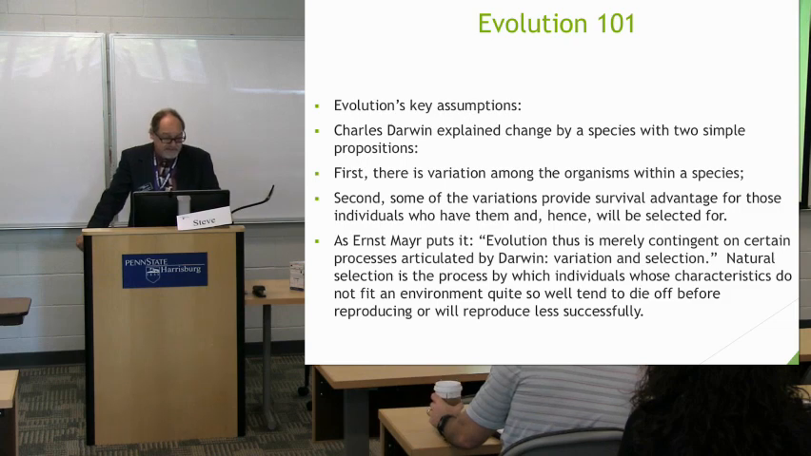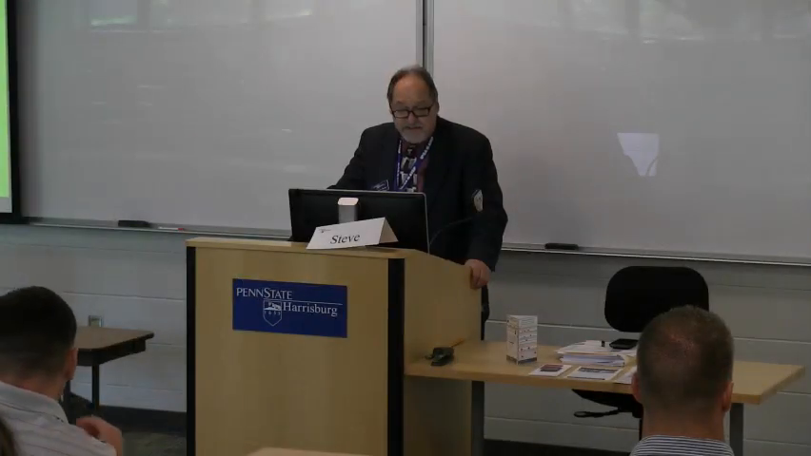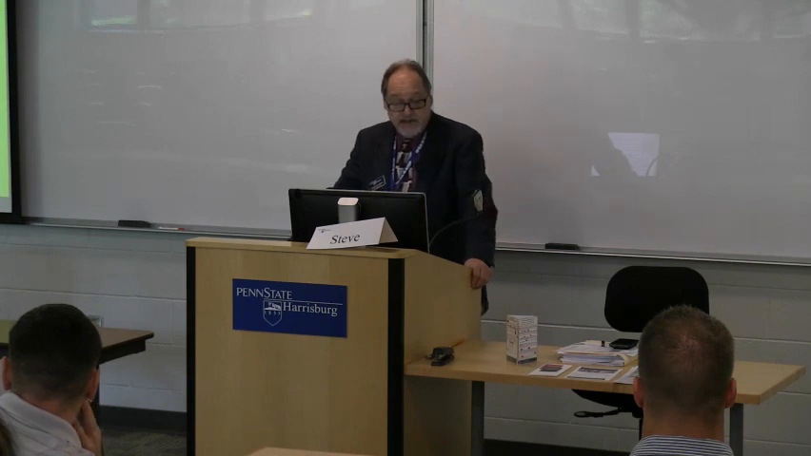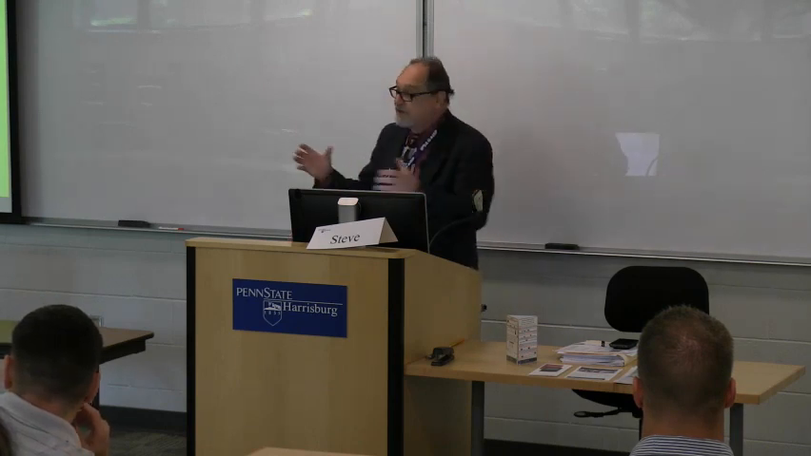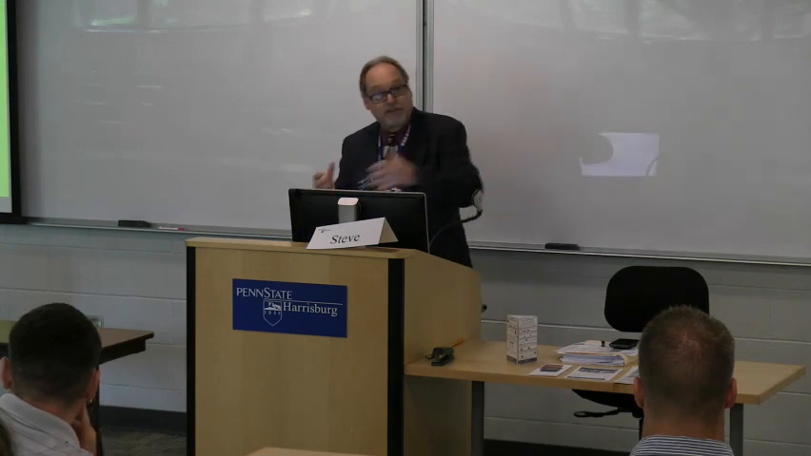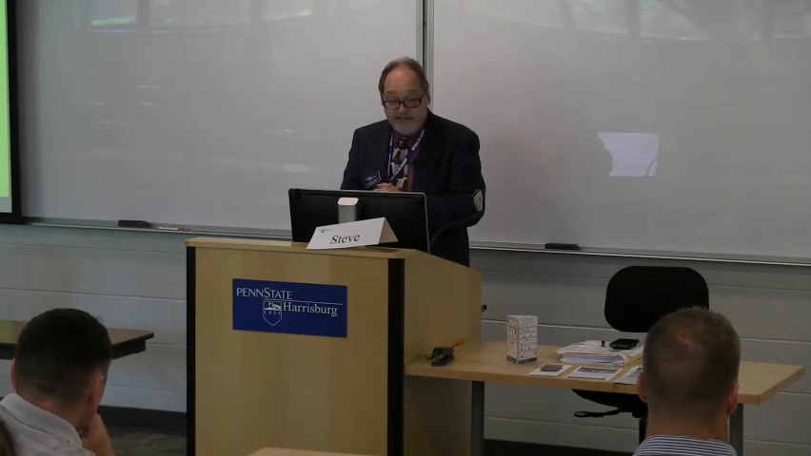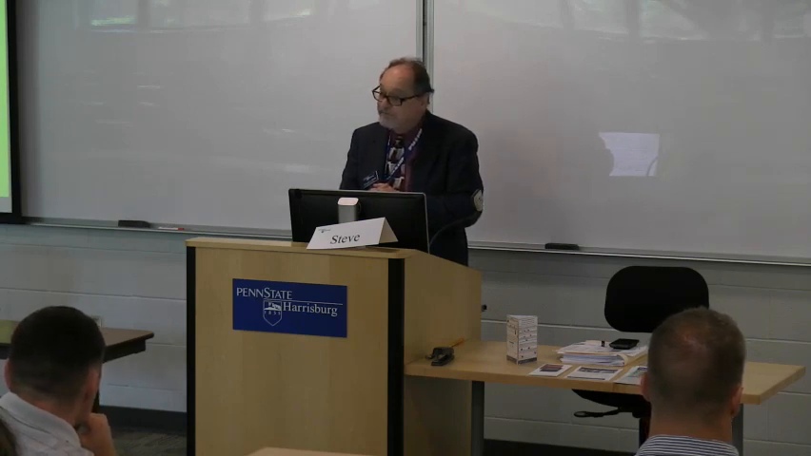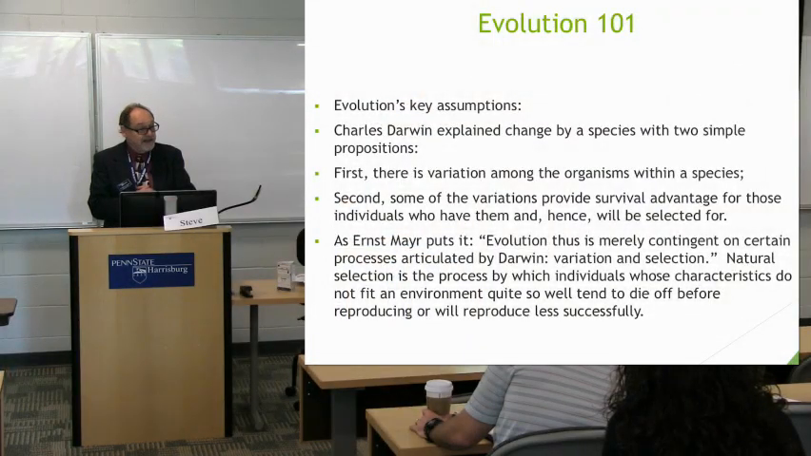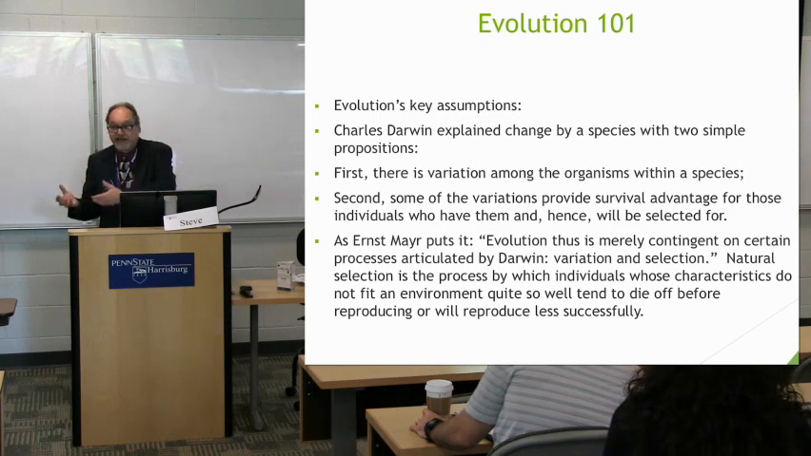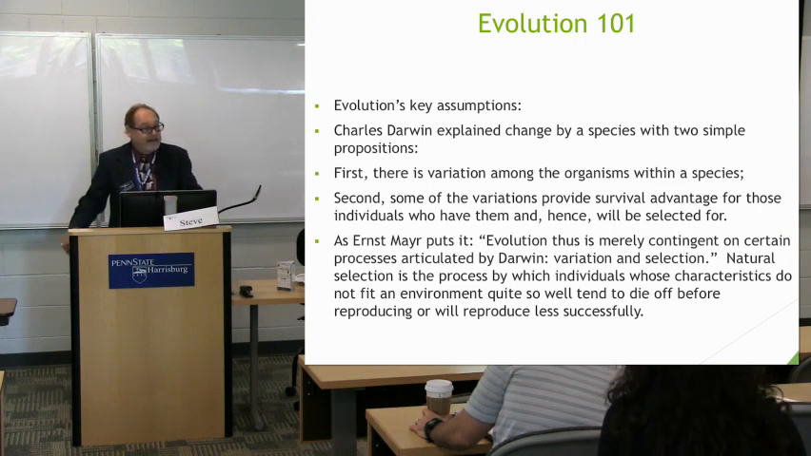Charles Darwin's version of evolutionary theory is essentially defined by two very simple propositions. There is variation among organisms within a species. Some people are tall, some are short, for example. Second, some of these variations provide survival advantage for those individuals who have them, and hence over time they would be selected for. Now, to be selected for means you're more likely to survive and reproduce. And if these variations have adaptive value, or adaptations, then they will show up in later generations, theoretically making individuals better fit for their environments.